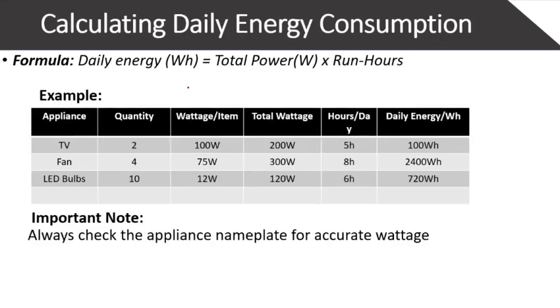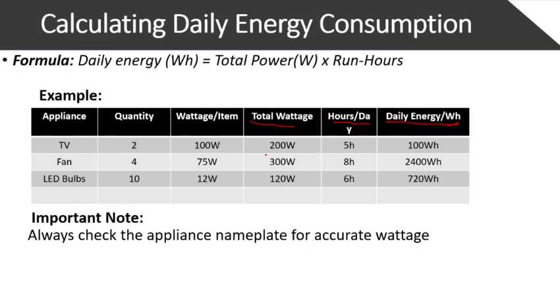So as you can see, this is from our table. In order to find this column, we multiply this column and this column. That's our total wattage by the number of hours we are running our appliances in a day.